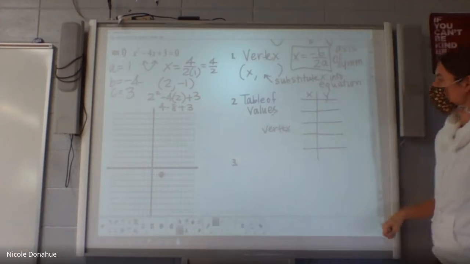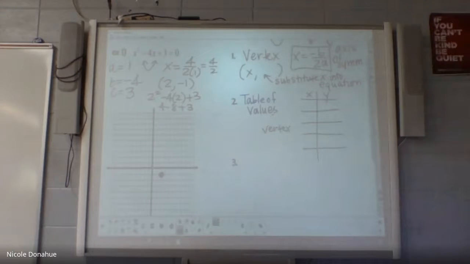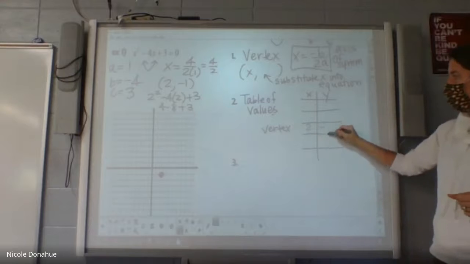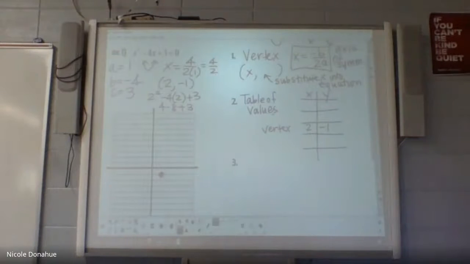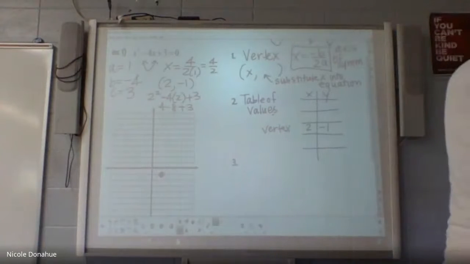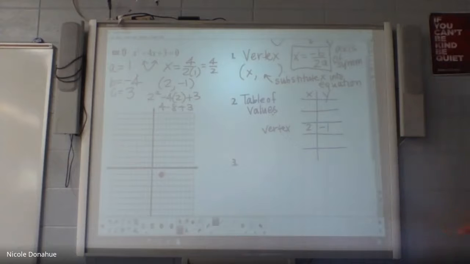Okay. Now, we're going to put the vertex in the middle of our table because the vertex is in the middle of our graph as well. So that 2, negative 1, we're going to put that in the middle of our table. We already have part of our table of values done. Is it always going to be 5? Yeah, I typically ask you guys to graph 5 points. Sometimes you want to do more or you need to do less just because it doesn't fit. The ones I typically give you for homework, 5 fits pretty well.